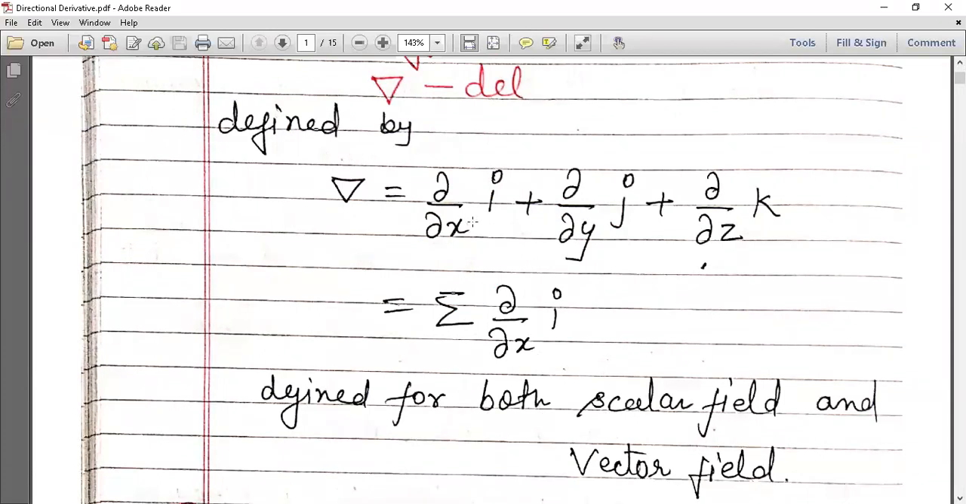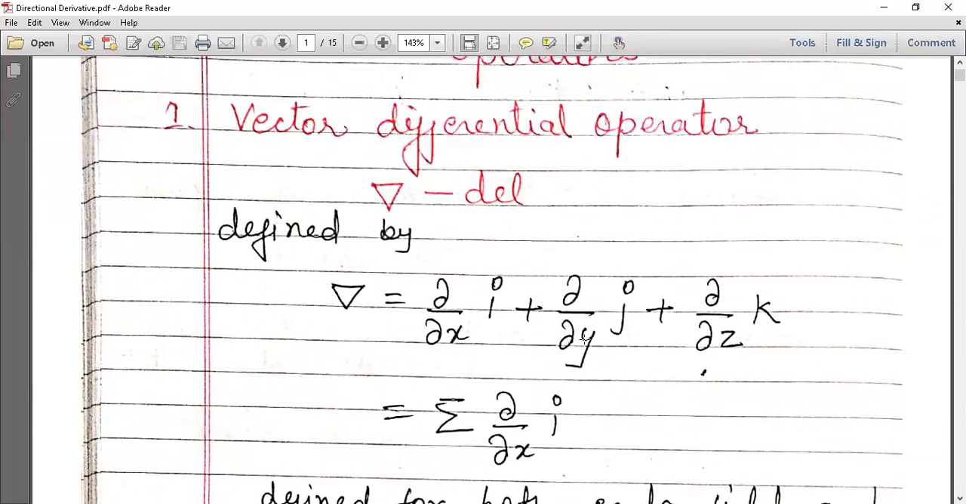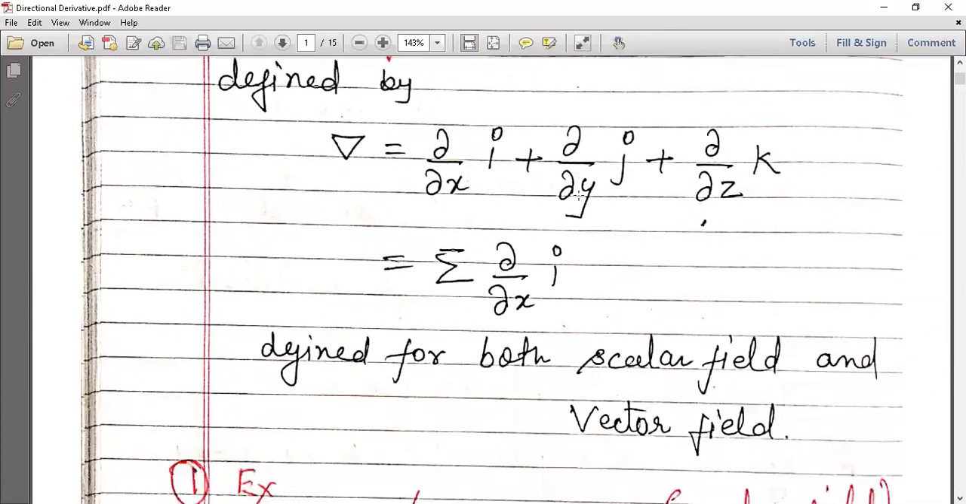When we apply it to a scalar, it converts into a vector. Differentiation always shows us the change with respect to an independent variable. So it shows how the function is changing in the x direction, y direction and z direction. This is a very important operator for this module, the vector differential operator del.